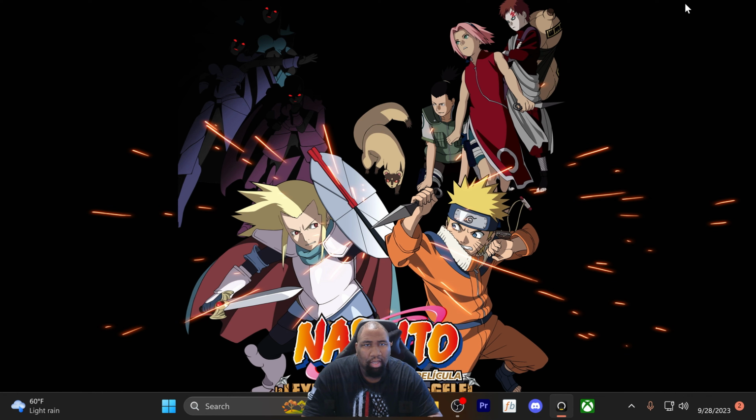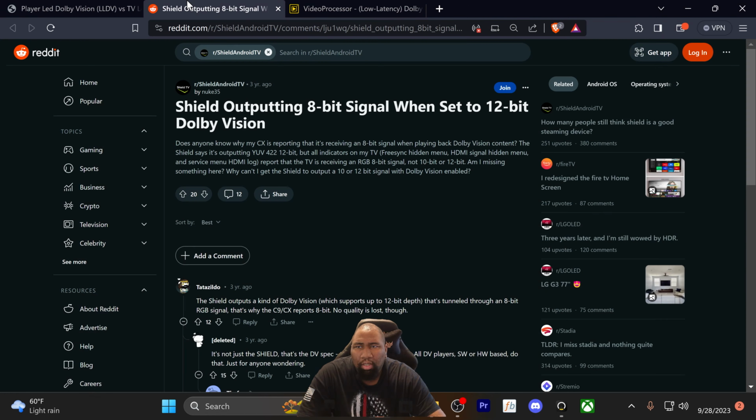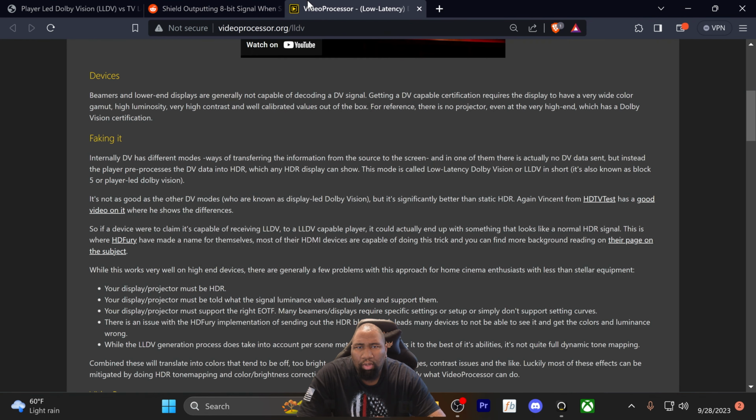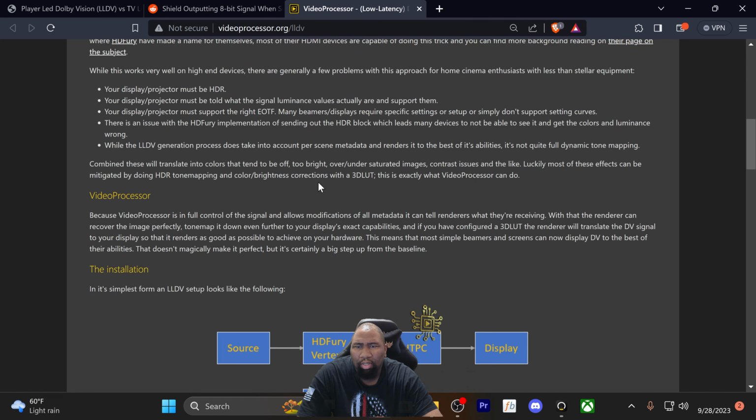There's comparisons online. I'm going to show 3 sources and maybe some more in this video. Essentially, one source is officially from Zidoo, a Reddit, and what low latency Dolby Vision is, where the player pre-processes the Dolby Vision data into HDR, which any HDR display can actually show. The mode is called low latency Dolby Vision. I found this source here by videoprocessor.org. There's also some information on YouTube as well.